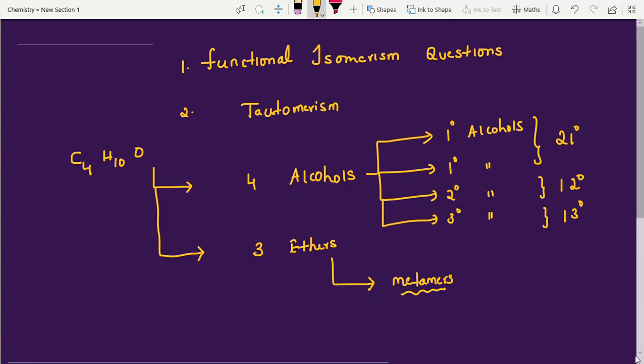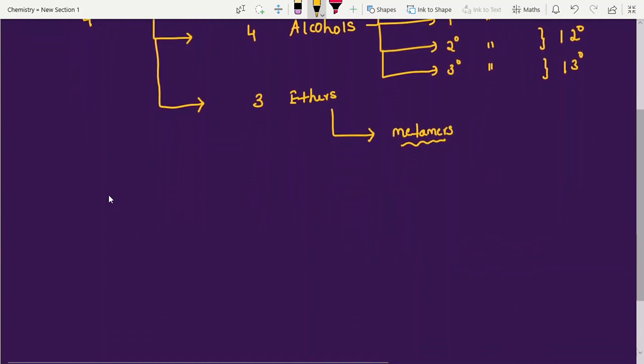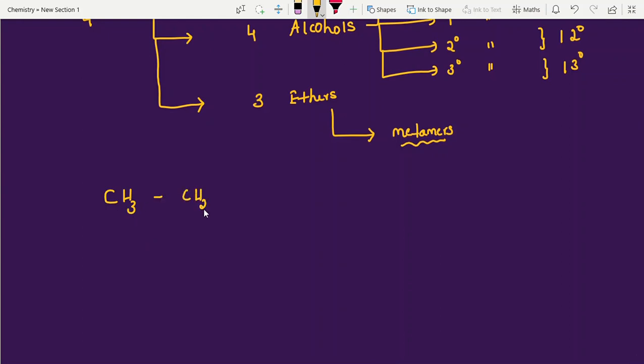See, first we'll write the alcohols. What is the functional group? OH, right? CH3, CH2, CH2, CH2, OH. This is what we call a primary alcohol. This is the actual name, 1-butanol. How to give the naming, I had explained in previous videos. Please go through that. So 1-butanol, this is what?